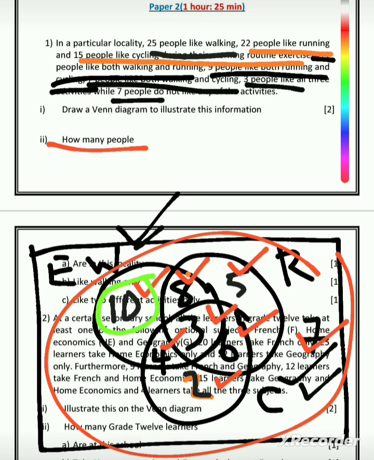Then the last one was asking, how many people like two different activities only? So those who just like two activities. We're talking about this 6, which is found in this, and this 4, which is found in this, and this 8, which is found in this and this. So 4 plus 6 plus 8 is going to be 18.